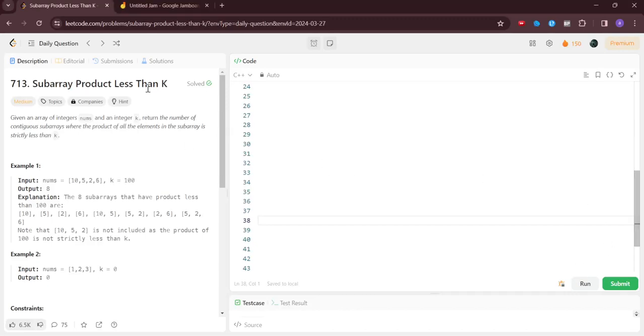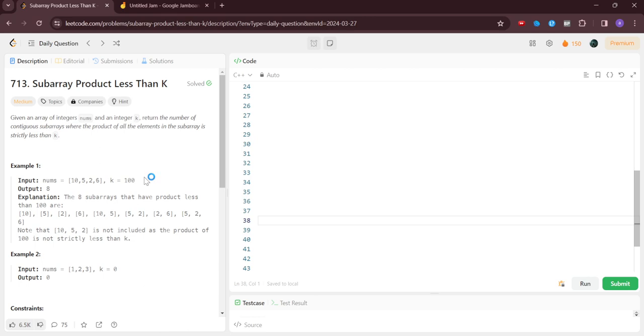So today we are going to be solving today's LeetCode question, which is subarray product less than k. We are given an array of nums and an integer k, and we need to return the number of continuous subarrays where the product of all the elements in the subarray is less than k. Let's take this example where nums equals 10, 5, 2, 6 and k equals 100.